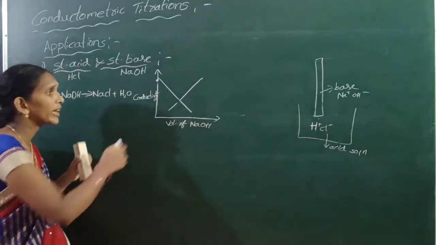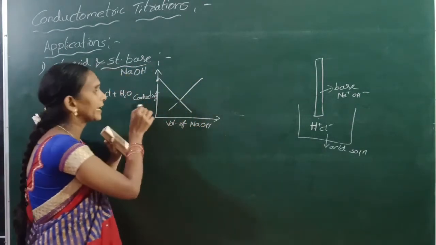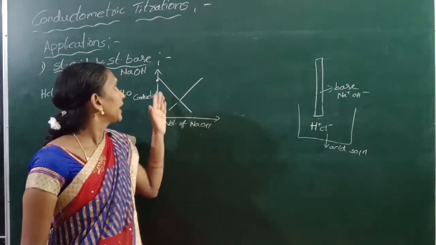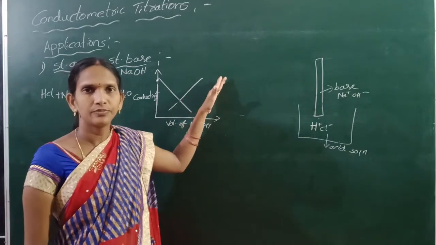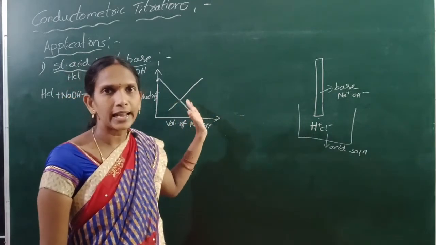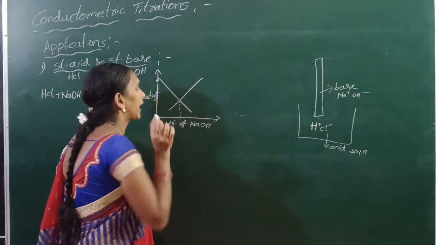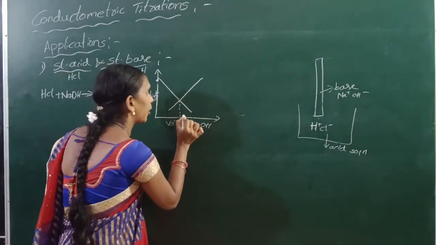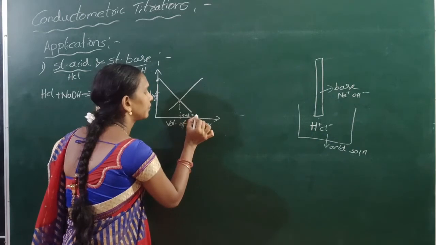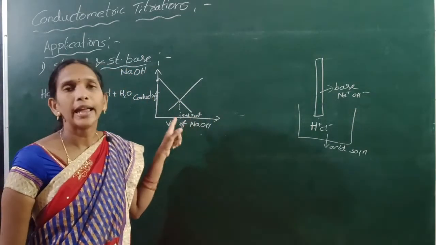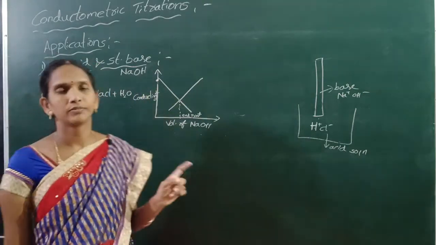We can draw the graph between conductivity values and volume of NaOH. We obtain two linear lines. The intersection of these two lines is called the end point of the titration.